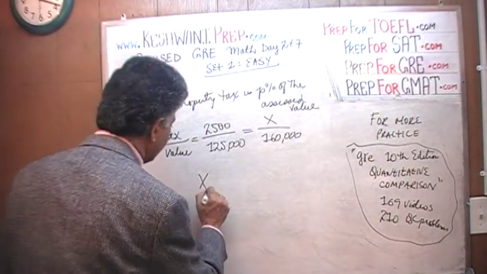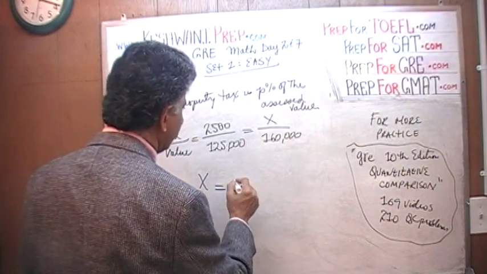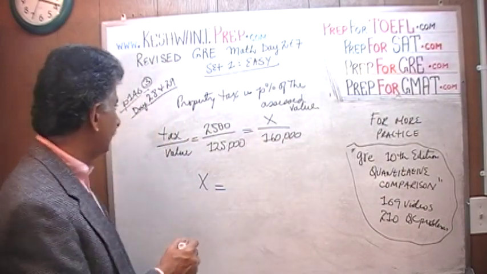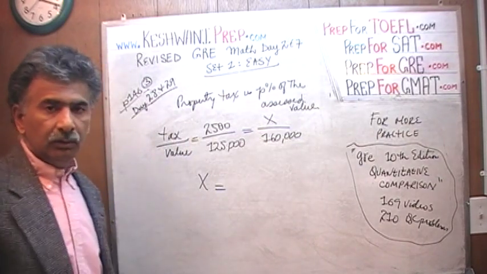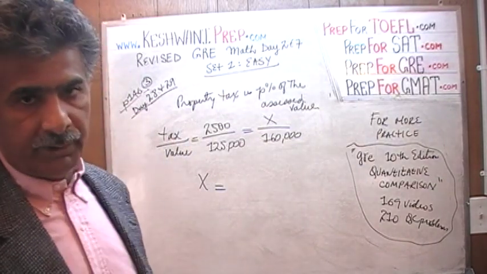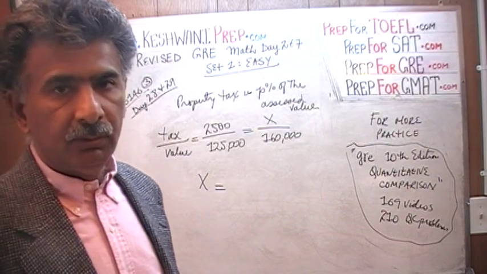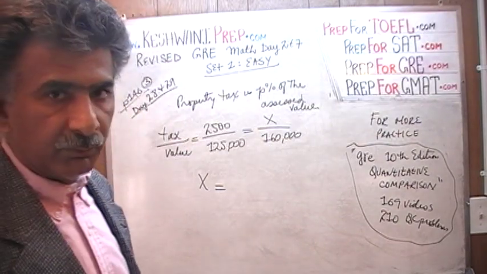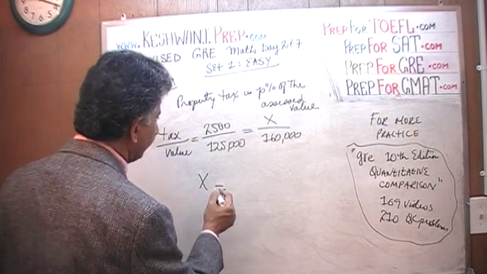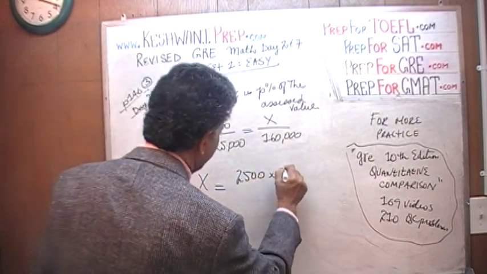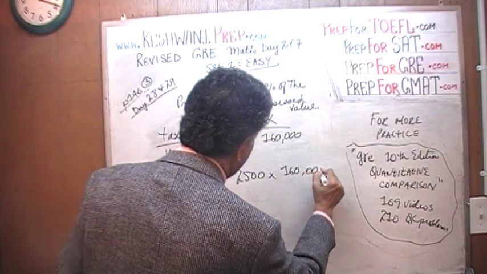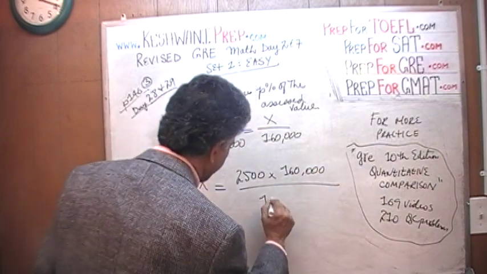And therefore x equals, you cross multiply, and again I'm not going to show you the steps. As I said, if you need more help, you can watch 28 and 29. If you need to go through every little step, that's what day 28 and 29 are there for. They show you the solution at a much slower pace. So the x here equals 2,500 times 160,000 over 125,000.